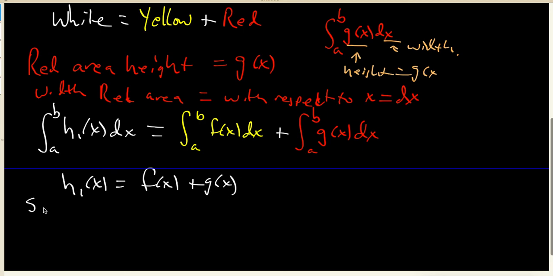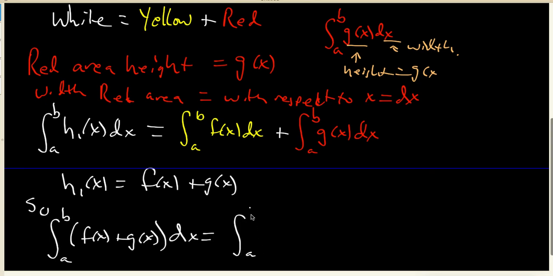And so what we get is a formula that says the integral between a and b of f of x plus g of x with respect to x is going to be equal to the integral of f with respect to x, and add to that the definite integral with respect to g.